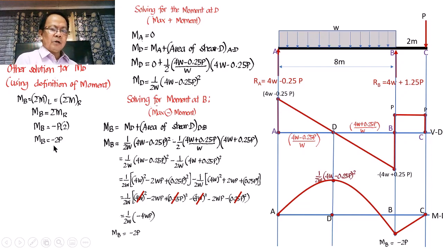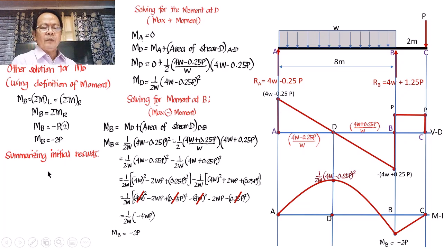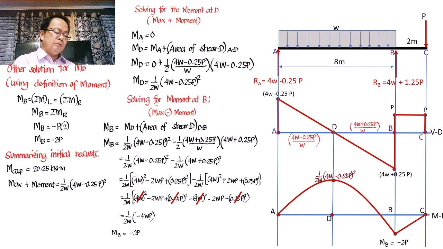Di ba? Now, pagkatapos natin makuha ngayon yung maximum positive bending moment at maximum negative bending moment, siguro mas mainam na i-summarize natin yung ating initial results para makita natin kung paano natin susundan yung ating computation. So una, balikan natin yung ating moment capacity na kinumpute natin, already computed at 20.25 kilonewton meter. At meron tayong maximum positive bending moment taken from this diagram. Ito yung part nito, and that is equal to 1 over 2W times the quantity 4W minus 0.25 P square. Ito yun, di ba?